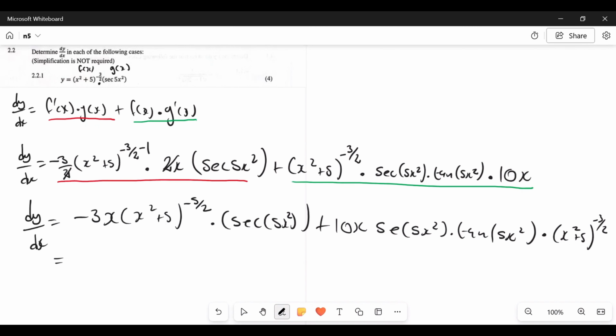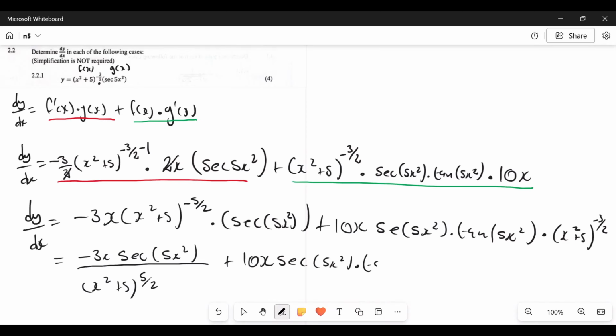We can write it like this: negative 3x multiplied by sec 5x squared, like this, divide by, this one has the negative exponent, so we can write as x squared plus 5 to the power of 5 over 2, like that, plus, now the second term we have 10x sec 5x squared multiplied by tan 5x squared. All this is divided by this one here because the exponent is negative there, which is gonna be x squared plus 5 to the power of 3 over 2.